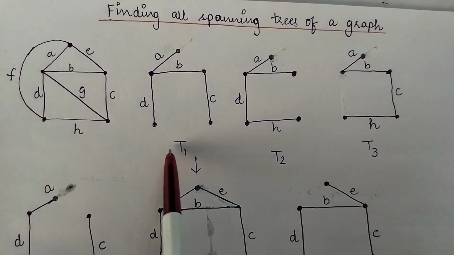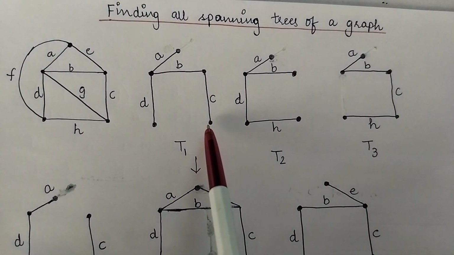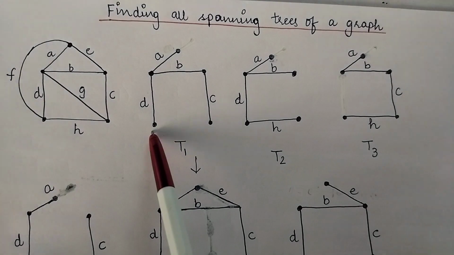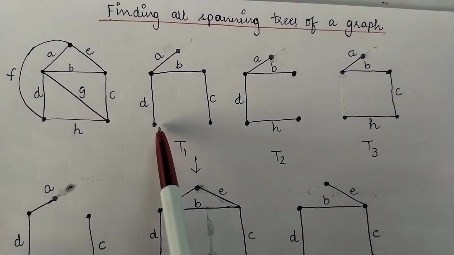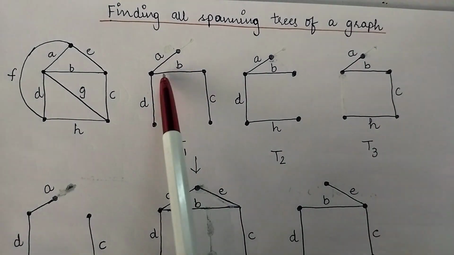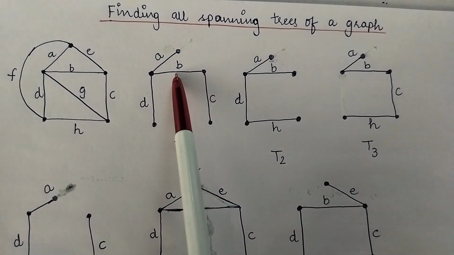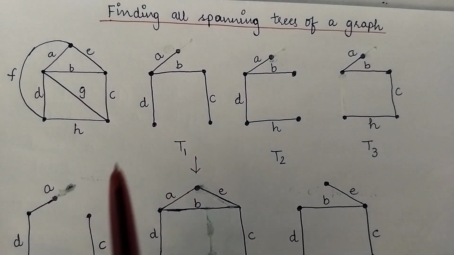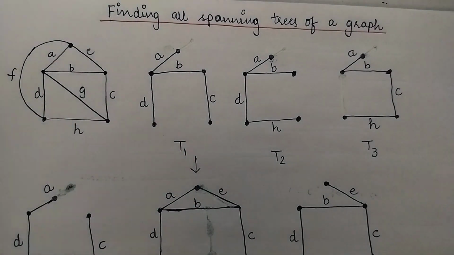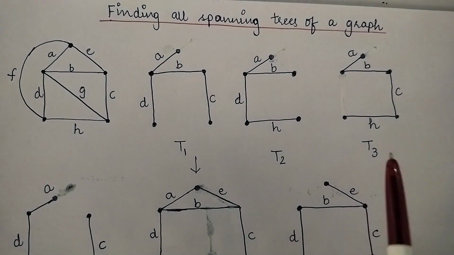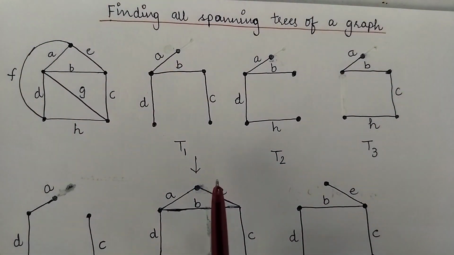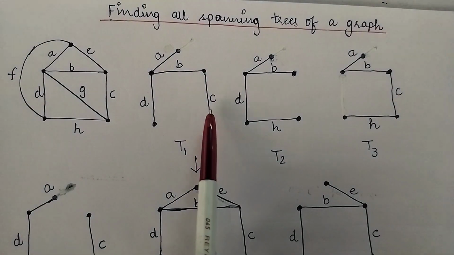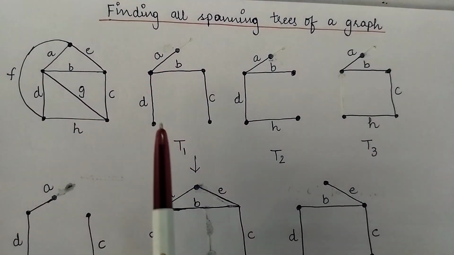As it is a spanning tree, you can see it covers all the vertices of the graph, and certain edges have been removed to eliminate the circuits. So this is my spanning tree: A, B, D and C form the spanning tree named T1. Now the job is to find the other, remaining spanning trees from this particular spanning tree. This spanning tree consists of edges A, B, C and D.